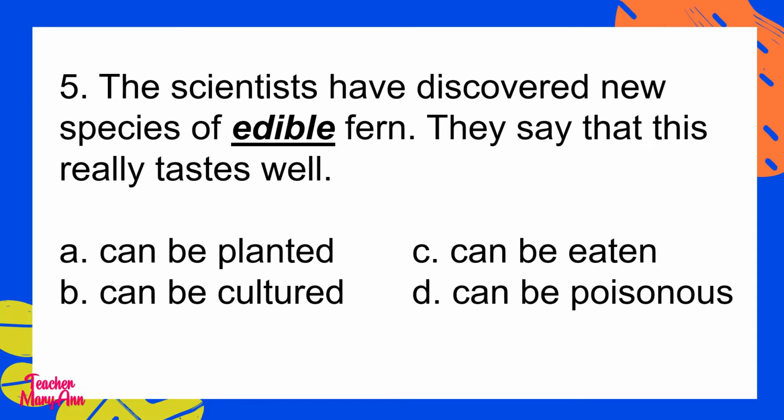Number 5. The scientists have discovered new species of edible fern. They say that this really tastes well. What is the meaning of the word edible? A. Can be planted. B. Can be cultured. C. Can be eaten. Letter D. Can be poisonous.